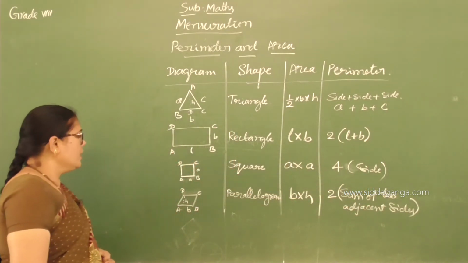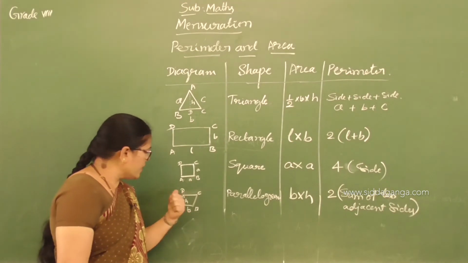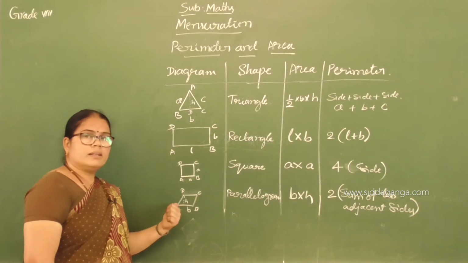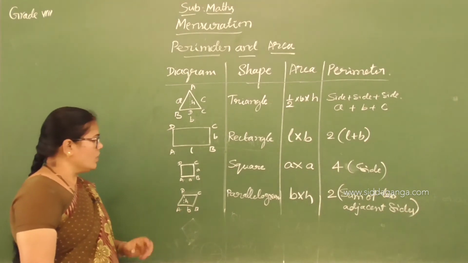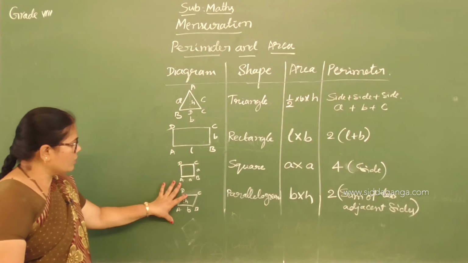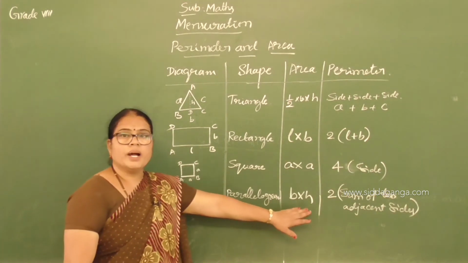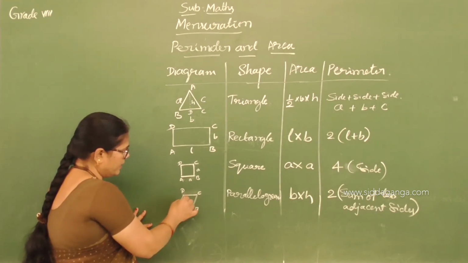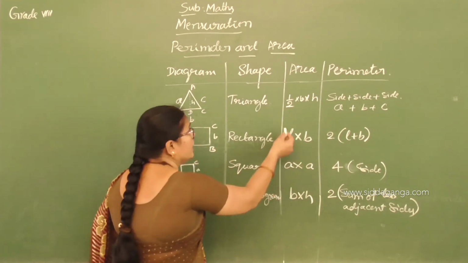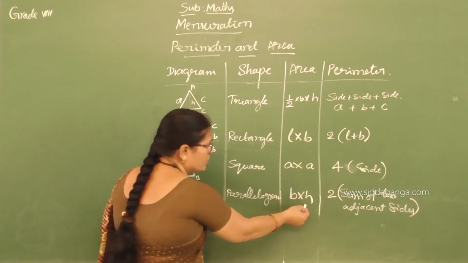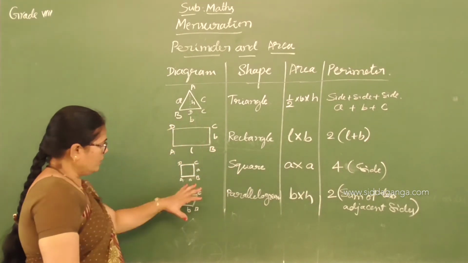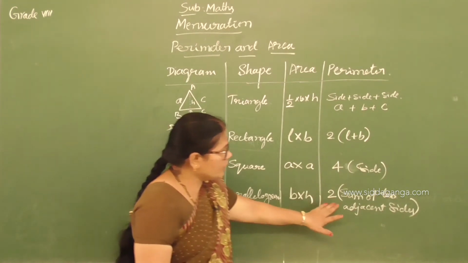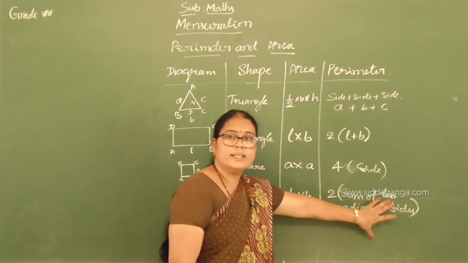Next, I can take the parallelogram. ABCD is a parallelogram. You also know the properties of the parallelogram. Opposite sides are equal and parallel. Here, what about the area? Area of the parallelogram is equal to base into height. Here, AB is the base, and we take h as the height. So, area of the parallelogram is equal to base into height. But what about the perimeter? Perimeter of the parallelogram is equal to 2 into sum of 2 adjacent sides.